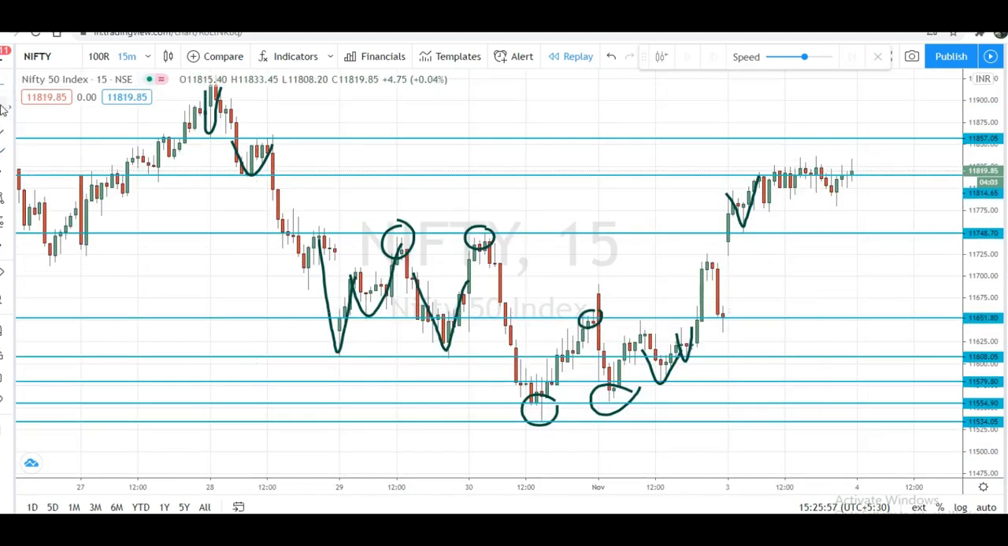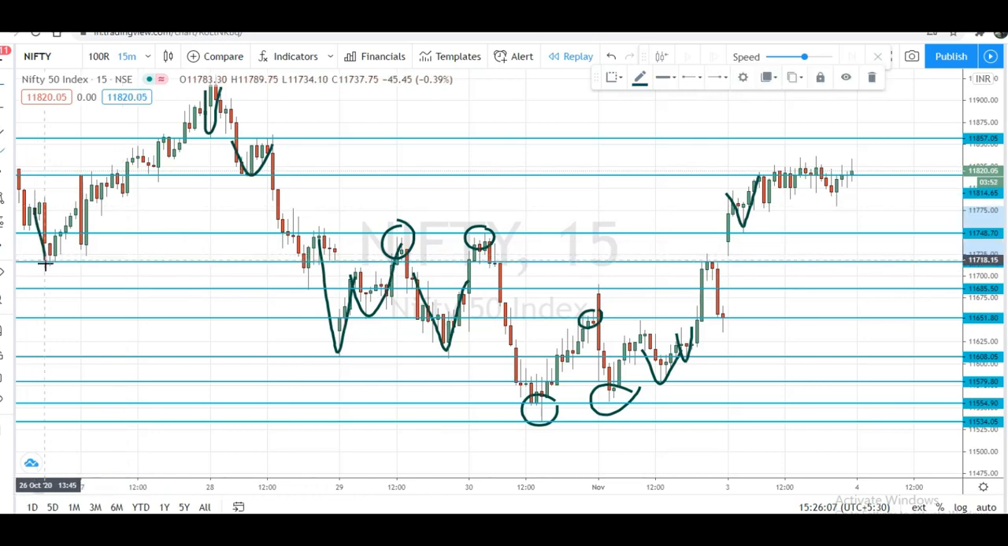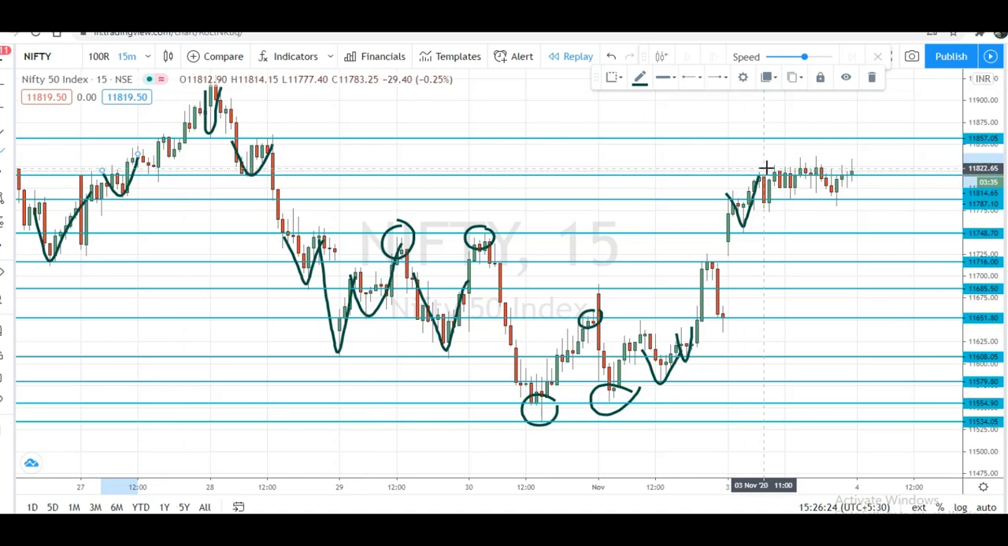Now I have missed out some supports here. I'll just mark that as well. This is the one and this is the other one. You can see here and you can see here as well. There's one more support at this level, and you can see today entire day price had been trading within this level. Now in case if there is a successful move on the upside, we can see 11,857.